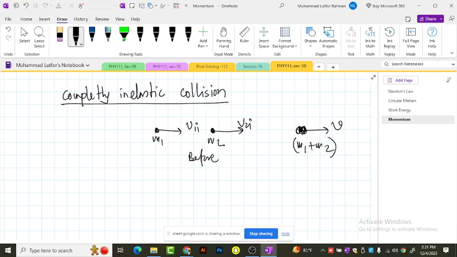When a policeman fires a bullet into a person's body, that is also a completely inelastic collision, right? The system sticks together. Or if you drop an egg and it breaks on the floor, that is also sticking together. We can also say that is a completely inelastic collision.